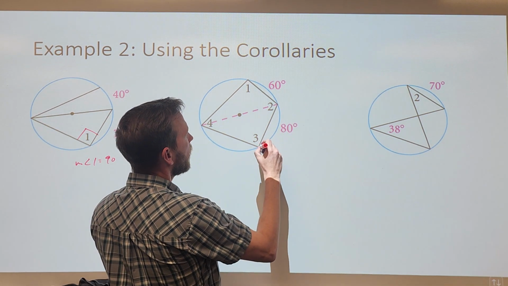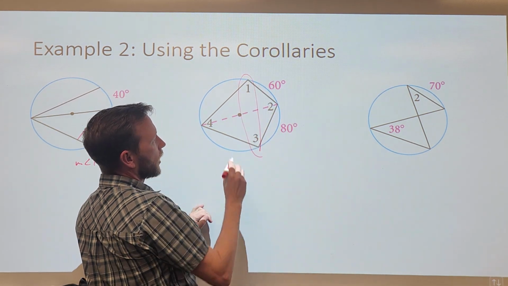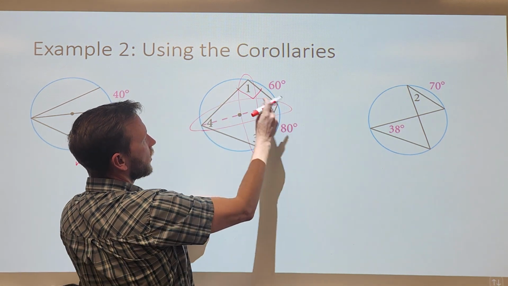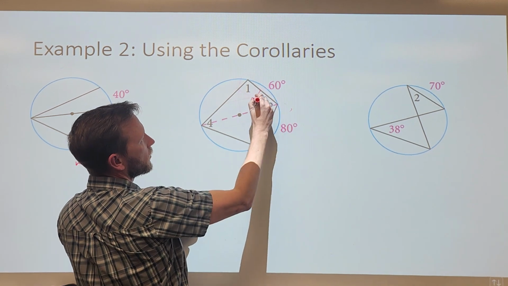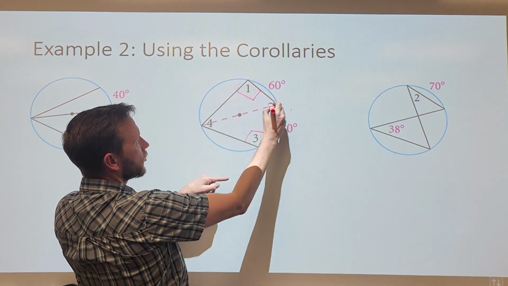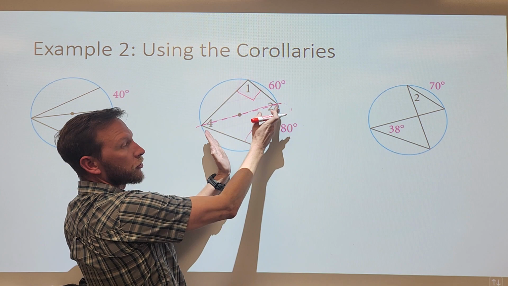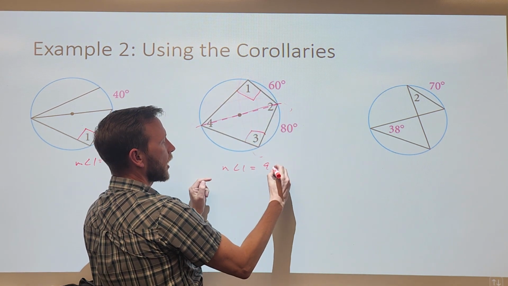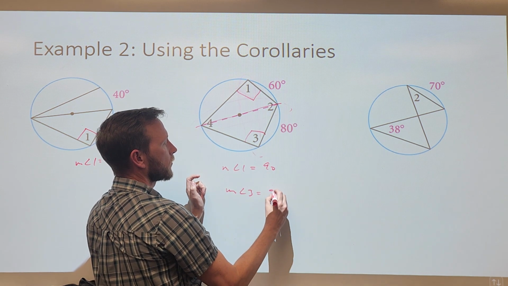Next, these are going to add up to 180. These are going to add up to 180. All right, this is, again, for a semicircle. These are inscribed in a semicircle. They're intercepting this diameter and this semicircle. So the measure of angle 1 is equal to 90, so is the measure of angle 3.